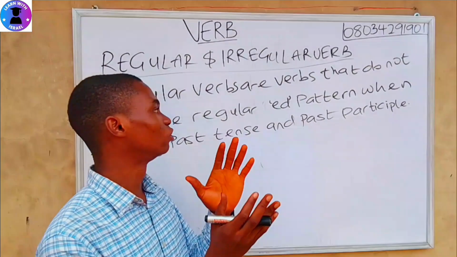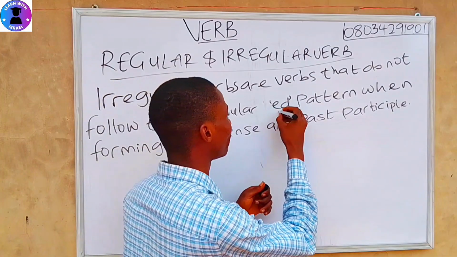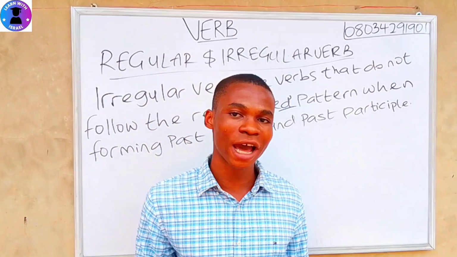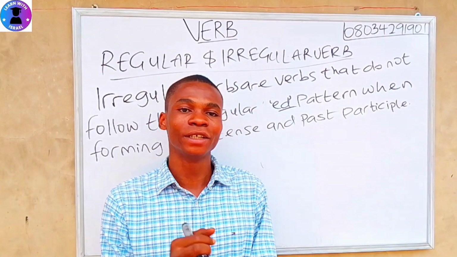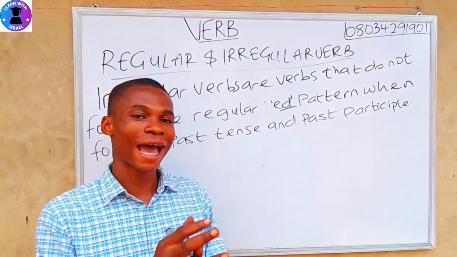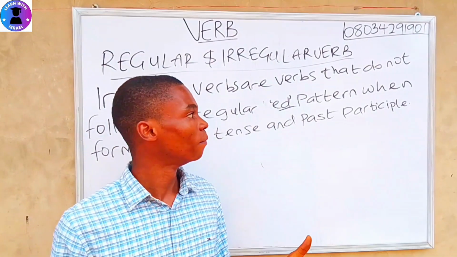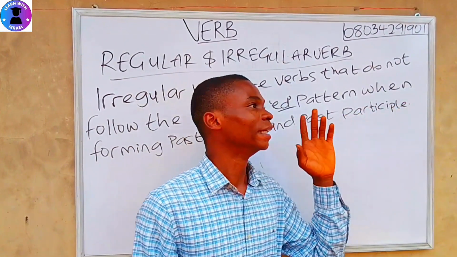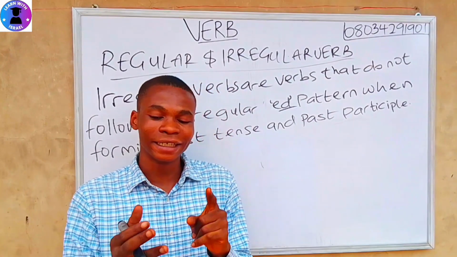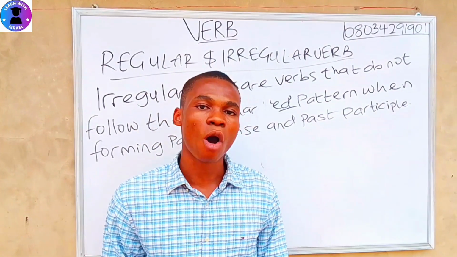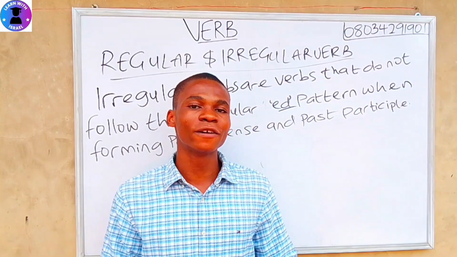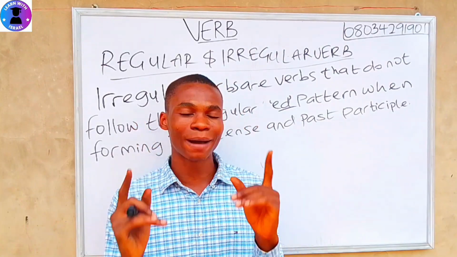So irregular verbs do not follow the regular ed pattern, unlike the regular verbs that follow the ed or d pattern by adding ed or d to their base form. So irregular verb is different. Irregular verbs either stay the same or they change completely when forming their past tense and past participle.